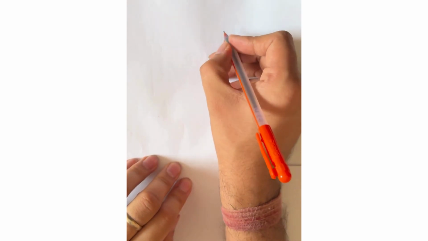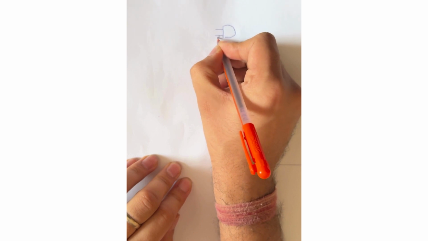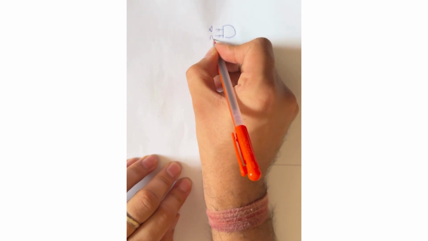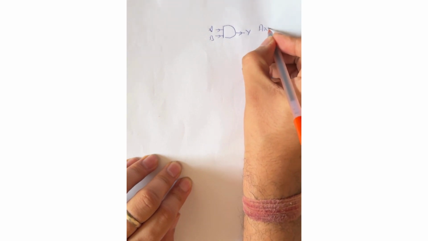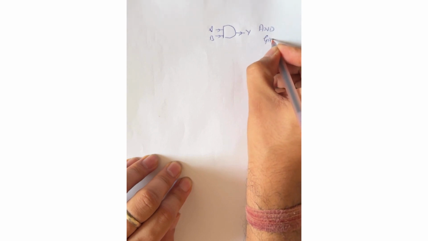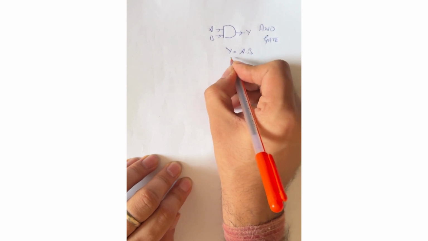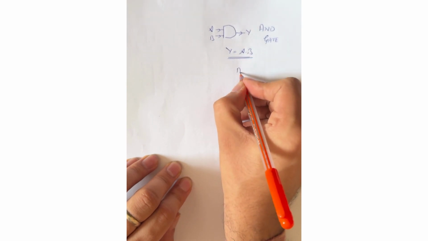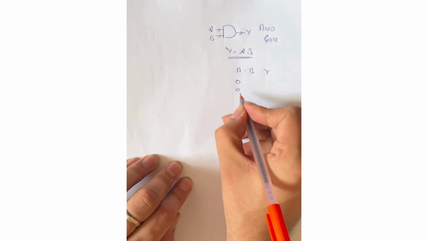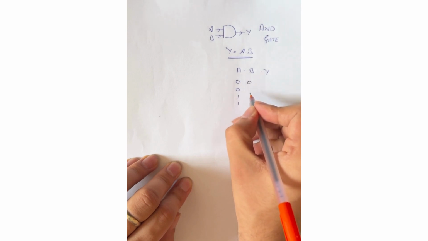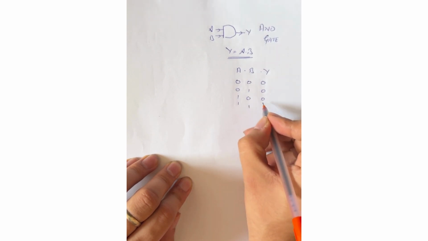Now let us consider an AND gate. An AND gate has two inputs, A, B, and one output, Y. This is our AND gate. The Boolean expression for this is Y equal to A into B. The truth table is A, B, Y: 0, 0, 0, 1.